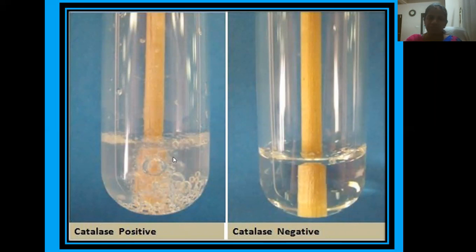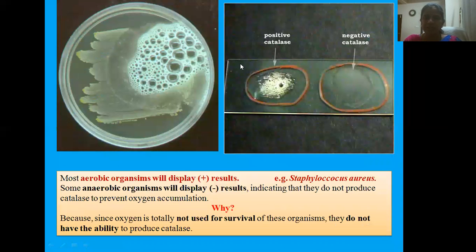Okay, this is done in the test tube with the liquid inoculum. Here also you can see very beautiful effervescence, right, in this culture plate. To the plate also you can add hydrogen peroxide. Okay, if the organisms are aerobic and if they have the catalase enzyme, then that enzyme breaks down the hydrogen peroxide into water and oxygen molecule. Here also you can see a positive test and this is the negative test.